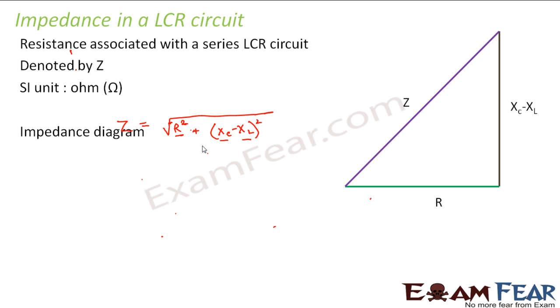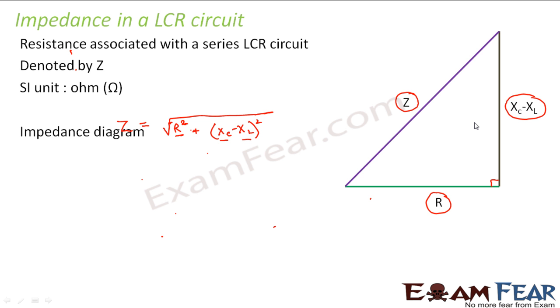So we have something called an impedance diagram, that is nothing but a right angle triangle whose hypotenuse is represented as the impedance, base is the resistance, and the height or the perpendicular is the difference of capacitive reactance and inductive reactance. So from where did we get this? That we will talk about in one of the later slides. So for now you should just know that Z is the impedance of the LCR circuit.